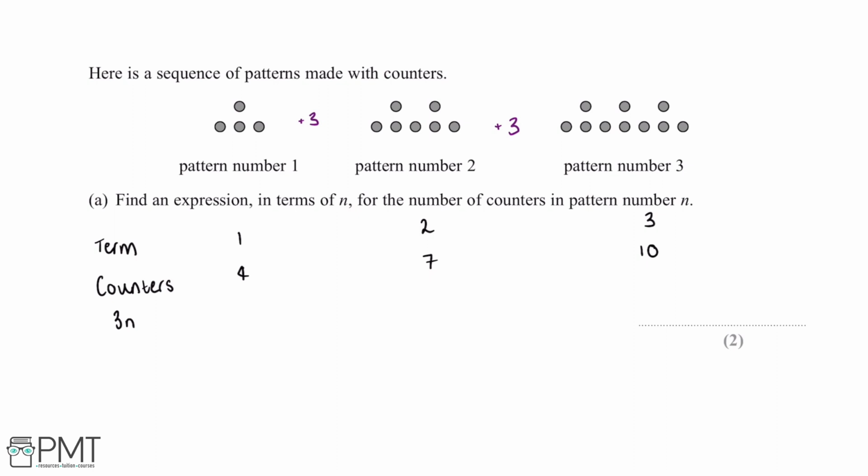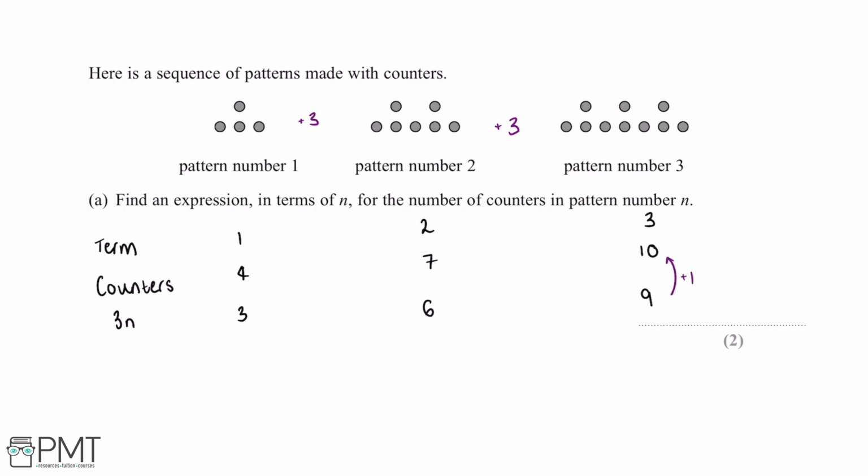first 3 terms. So 3 multiplied by 1 gives us 3. 3 multiplied by 2 gives us 6. And then 3 multiplied by 3 gives us 9. And now what we're going to want to do is compare the number of counters with the term 3n. And what we can see is for the first 3 terms, in order to get from 3n to the actual number of counters, we'll need to add 1.